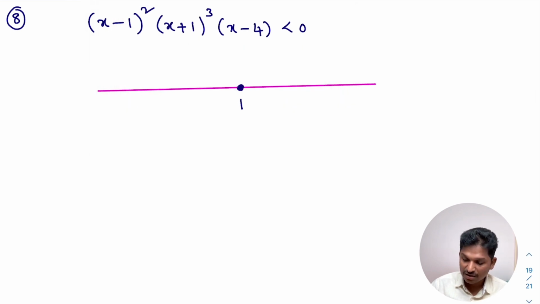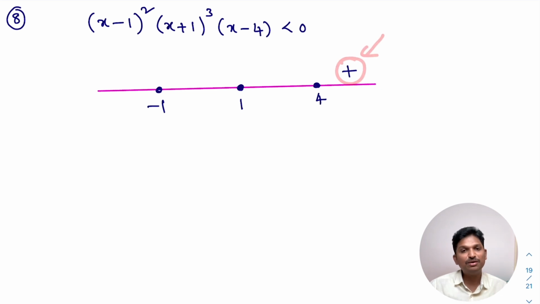As per number line order, you equate this to 0. You will get x equal to 4. If you equate this to 0, you will get x equal to minus 1. See, number line order: first negative number, next 1, next 4, like that. Now, the wavy curve method says that in the rightmost corner you write plus. This is plus always.